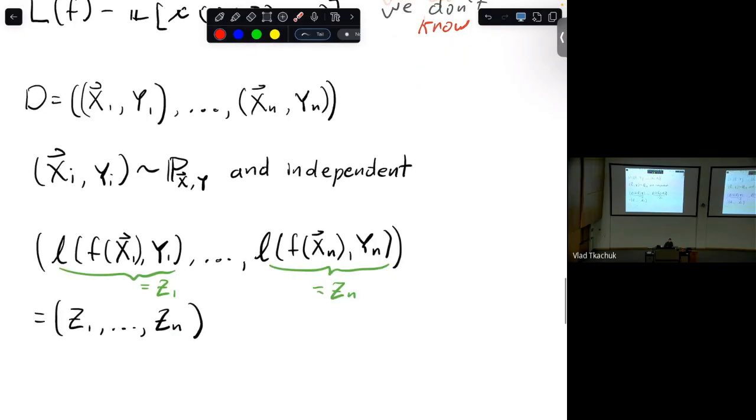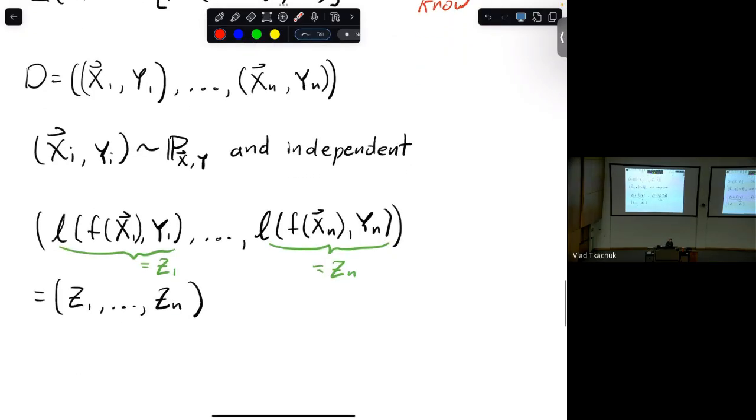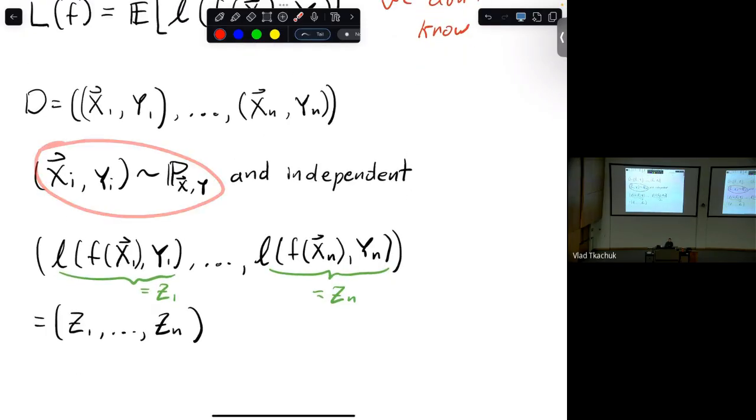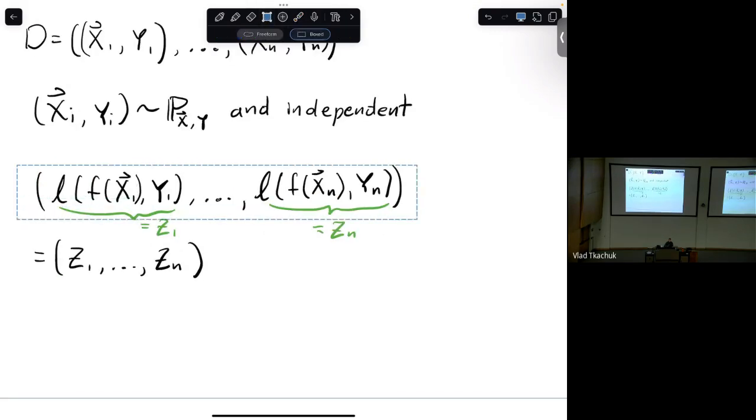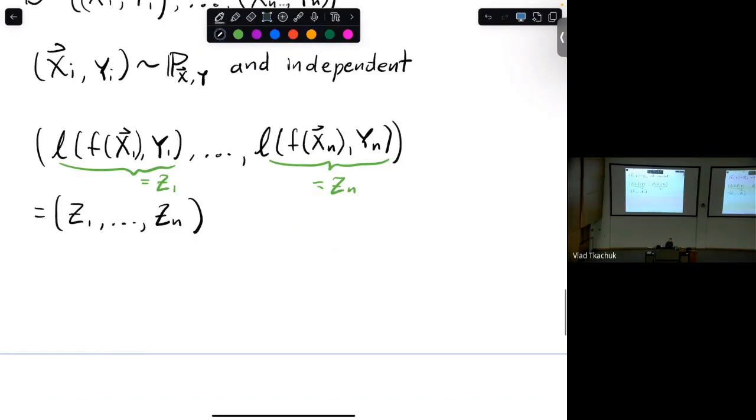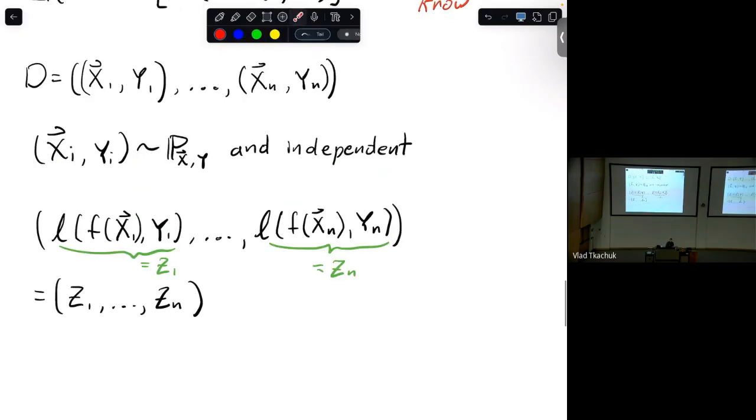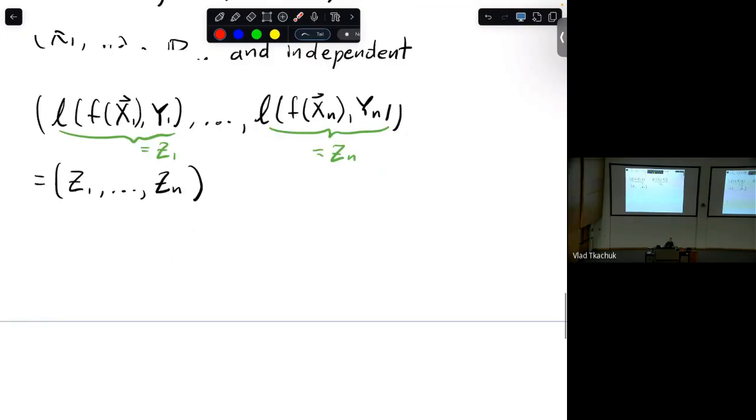Okay, back to the story. So you have this data set. Each one of these feature label pairs comes from the same distribution and they're independent for all i. And then we constructed this new data set, which is these losses, we call them zi's, and it turns out that the mapping works exactly the same because each one of these losses and f's are just functions of x_i and y_i, and so these things themselves as random variables are independent of each other as well.